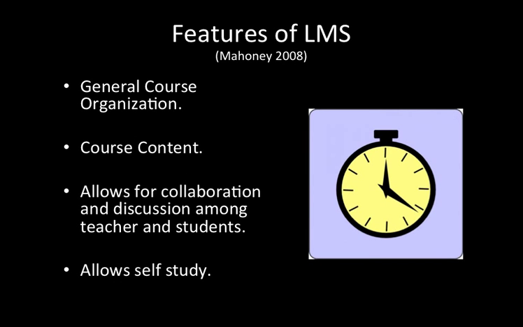Some general features of LMS, which Mahoney talked about, were general course organization. That means that the information that you are going to teach is located at one site, so all the course content would be involved. It also allows for students to collaborate and to talk with each other and also with the instructor. And of course, of all features of e-learning, it allows for self-studying.